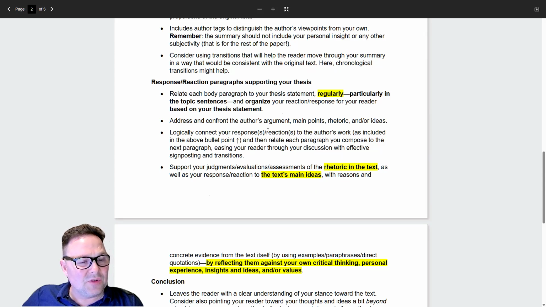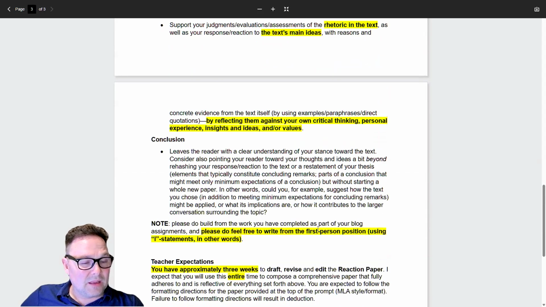Identify a number of elements, a number of aspects of your chosen text that you want to take issue with, that you want to react to and respond to, and culminating in a concluding paragraph.